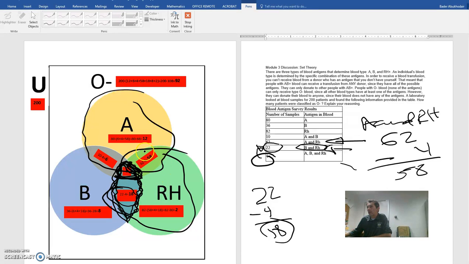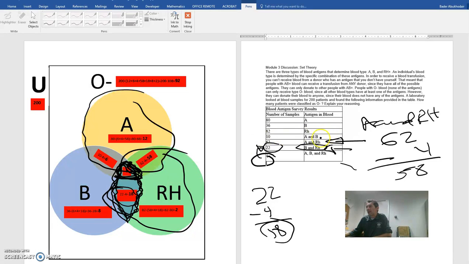So the total of them that have A and RH: when I say I have A and RH, it doesn't mean that I don't have B, right? But I know that I have A and RH. So if I have A and RH, there are 62 people. If I say I have A and RH but not B, then I will have 58. I hope this is very clear.